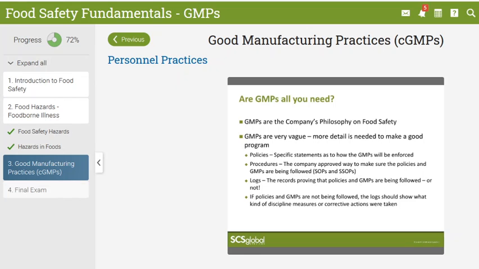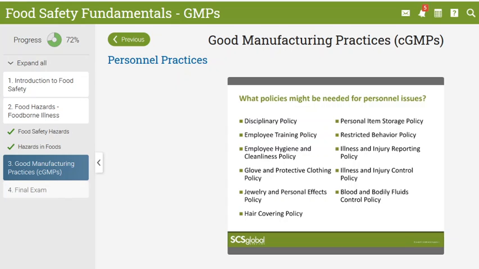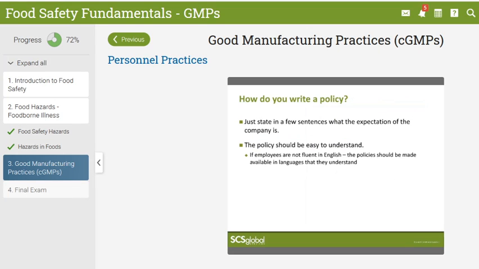were taken. Some other policies might be needed for personnel issues, such as a disciplinary policy, an employee training policy detailing how frequently employees are trained, employee hygiene and cleanliness policy saying what the minimum standards for cleanliness and hygiene are, glove and protective clothing, whether or not gloves are mandatory or optional, and whether or not aprons are mandatory or optional, jewelry and personal effects, instructing employees not to bring their jewelry or personal items into the work area, hair covering policies, and other policies. So this brings up the question of how do you write a policy?